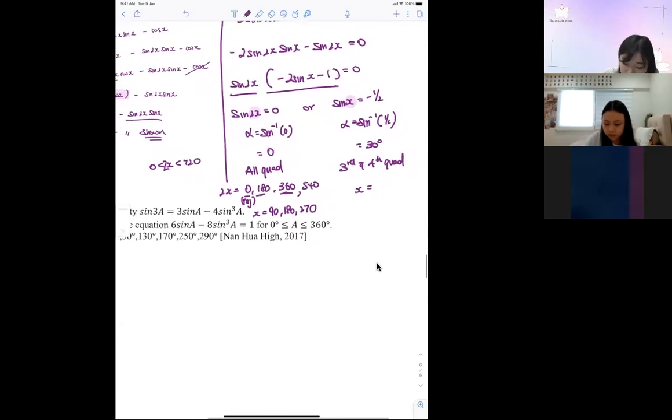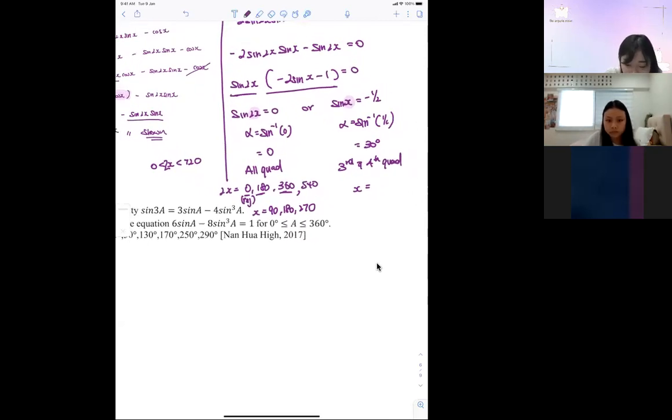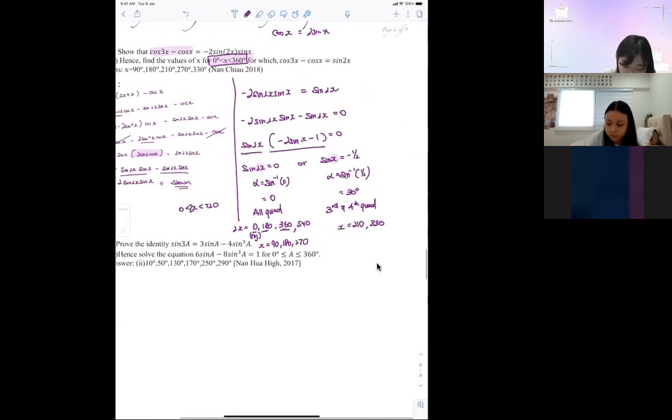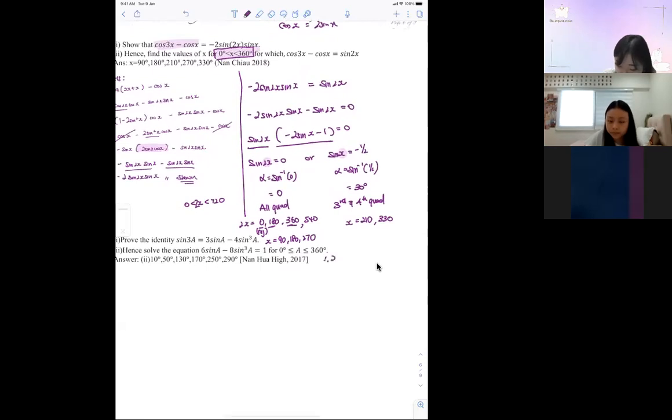Okay, same thing for the next one. Next one is just 210 and 330. So you have your 5 values, remember? Every time when you do trigo, therefore x equals, write them in ascending order.